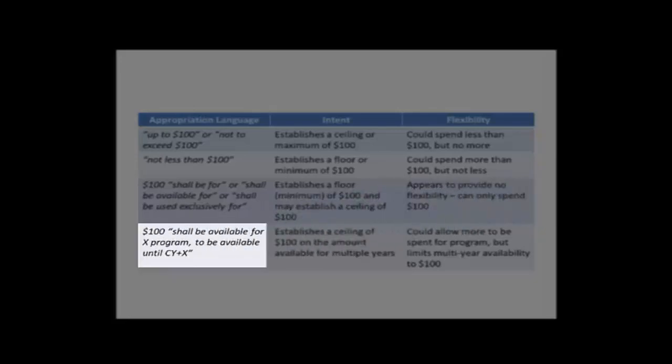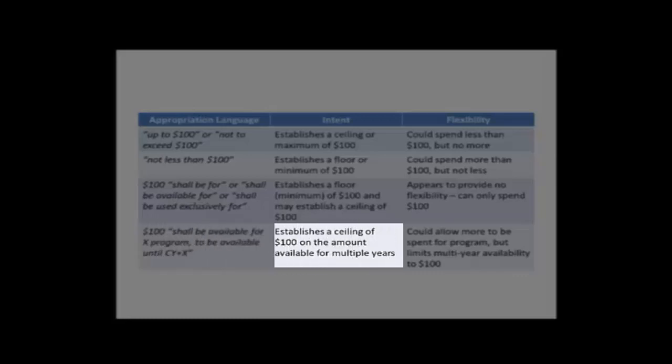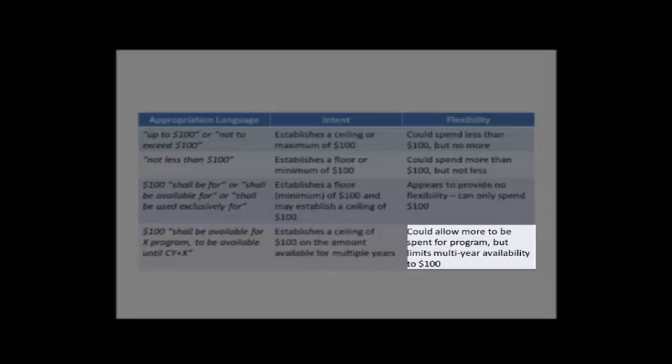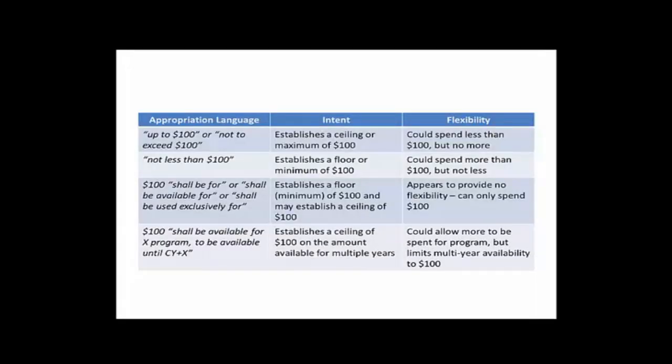For example, a recent GAO opinion suggests that such an earmark with shall be available for language, coupled with an extended period of availability, would only limit the amount available for the extended period of availability and not constitute a line item limitation or cap on the amount. All of these nuances suggest it's important to pay very close attention to the wording in order to determine how much flexibility you may or may not have in the amounts made available. When in doubt, always get OGC advice.